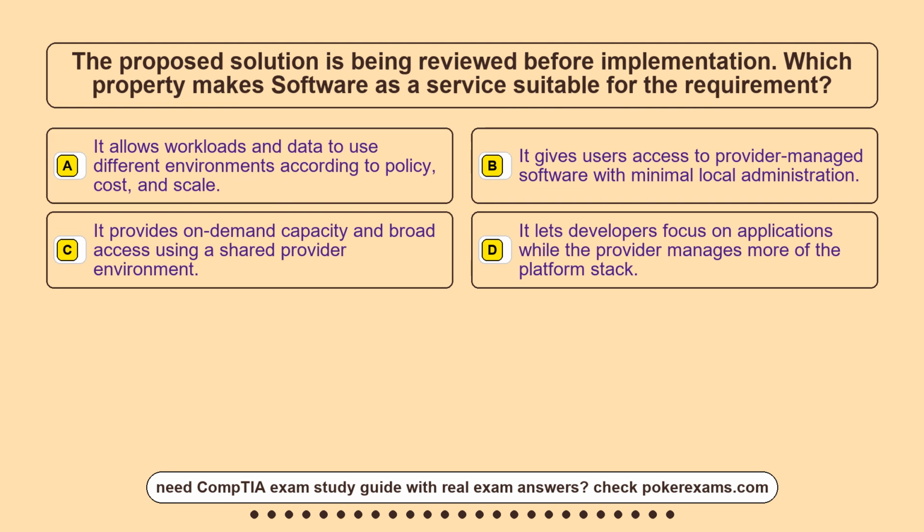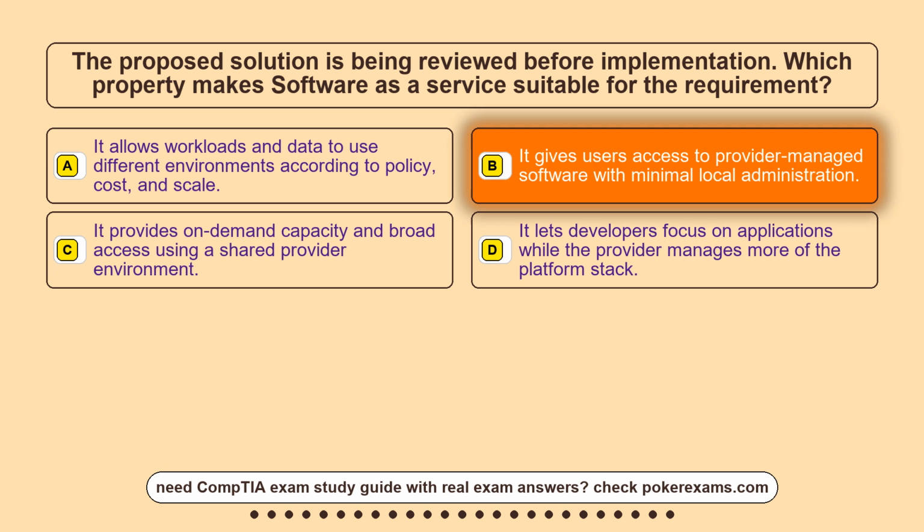Question 17. The proposed solution is being reviewed before implementation. Which property makes software as a service suitable for the requirement? Option A. It allows workloads and data to use different environments according to policy, cost, and scale. Option B. It gives users access to provider-managed software with minimal local administration. Option C. It provides on-demand capacity and broad access using a shared provider environment. Option D. It lets developers focus on applications while the provider manages more of the platform stack.